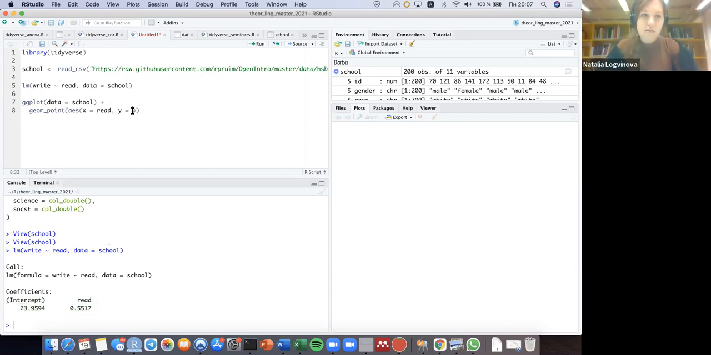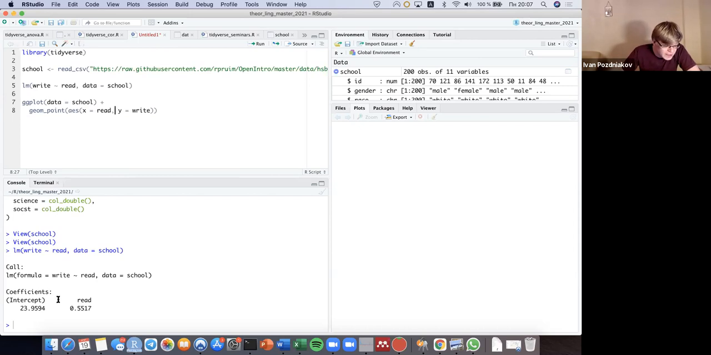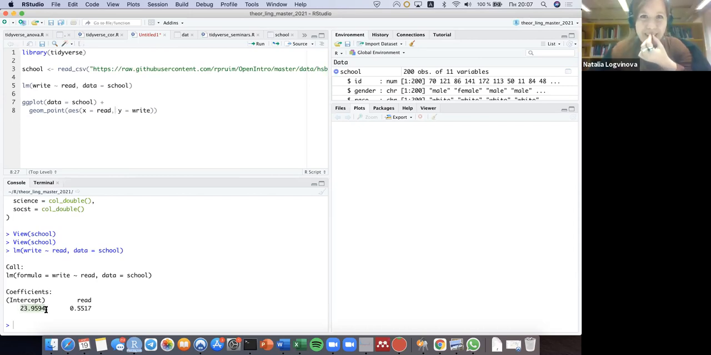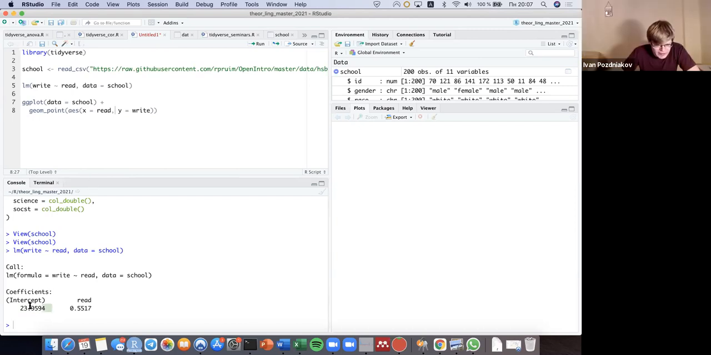Intercept is the score. It doesn't look like a score. No, it's a score, minimum score for writing. It's not a minimum score, actually. Yes, because they are all whole numbers. So what is it actually? I mean, in theory, what are these two numbers? Probably the second one shows how the effect.